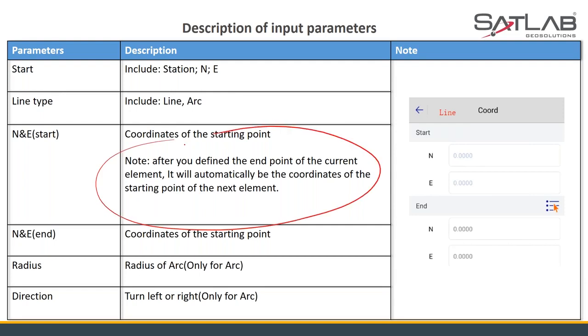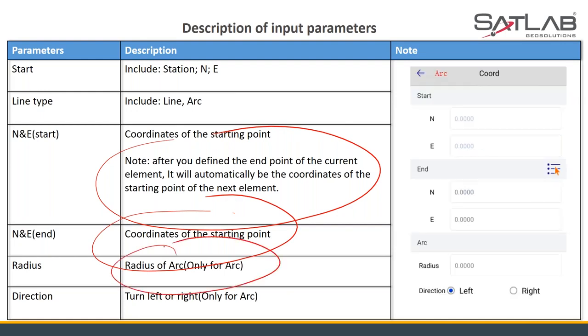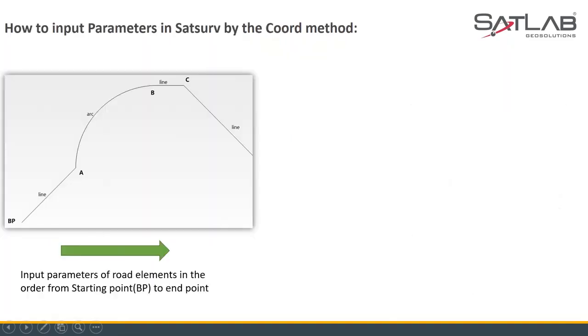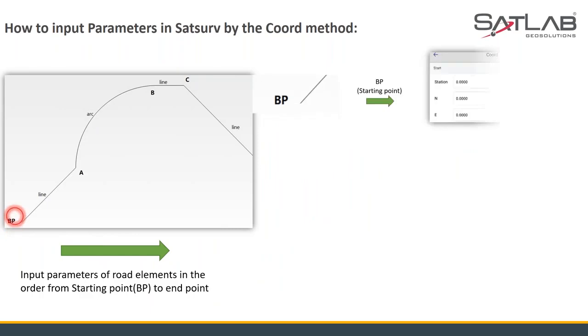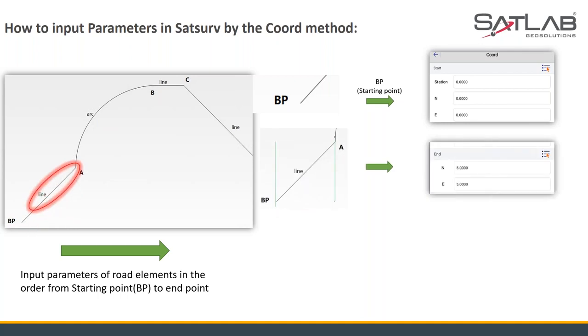Let me show you over here. In the description parameters, we have to give the station first, that is northing and easting. We had, say for example, 0,0, and after that we had to give the line. We have only line and arc over here. If you have a line, you can give the station coordinates of the start point and the end point. And this is something important that you need to know. After you define the endpoint of the current element, it will automatically be the coordinate of the starting point of the next element. I can show you how.